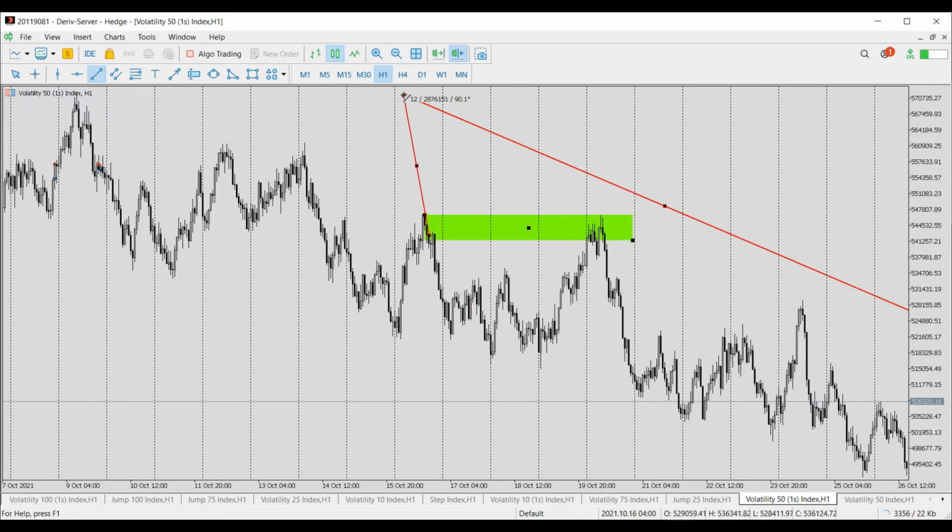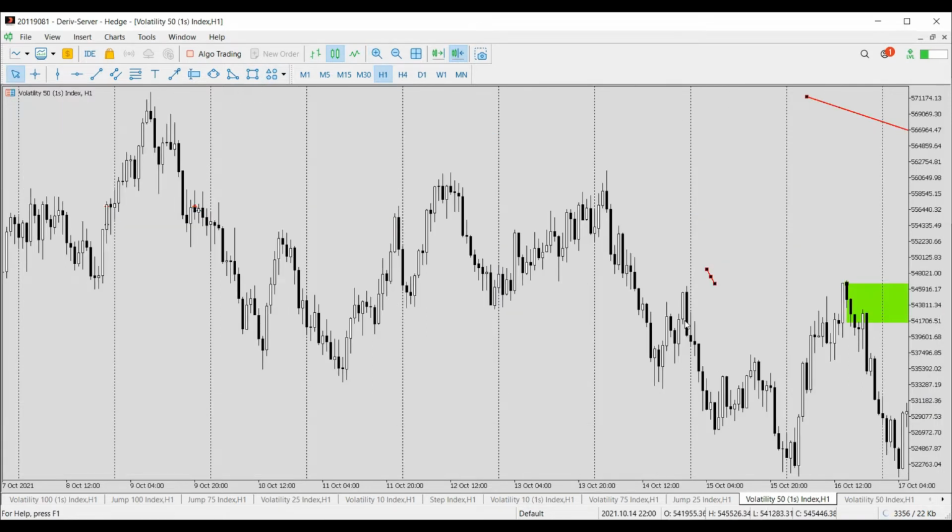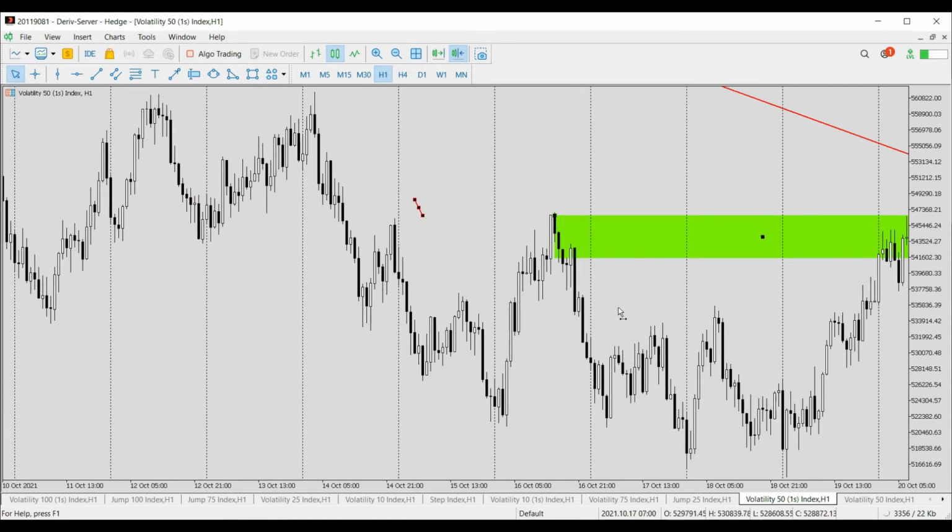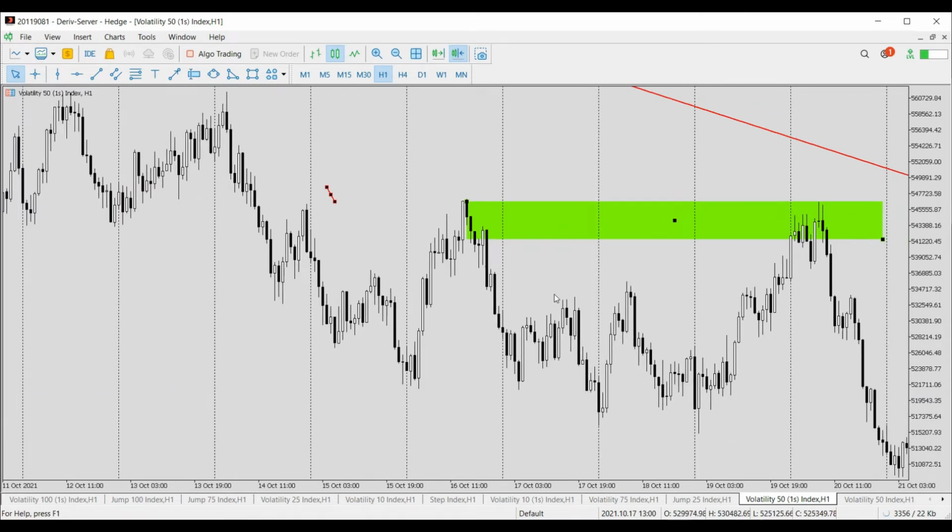We're expecting this market to come and retest this source right here. How do I know that this is a source? It's a source because it's the first bullish candle responsible for this downtrend, as referenced in my previous video.